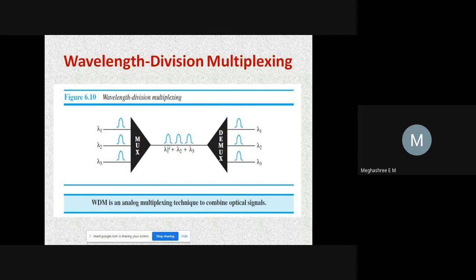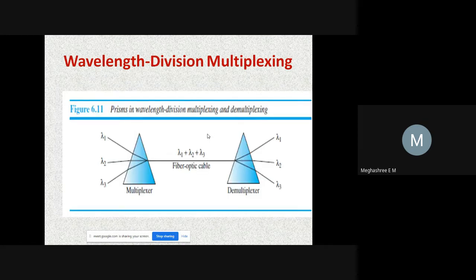Okay, the signal is transmitted over fiber optic cable, which will be of higher bandwidth. So you have to remember that here. At the receiver side, it is demultiplexed, which separates the signals and delivers them to the receivers. With the help of a prism, this is implemented at the multiplexer. It combines all the signals, and at the demultiplexer, it splits up the received signal, right?